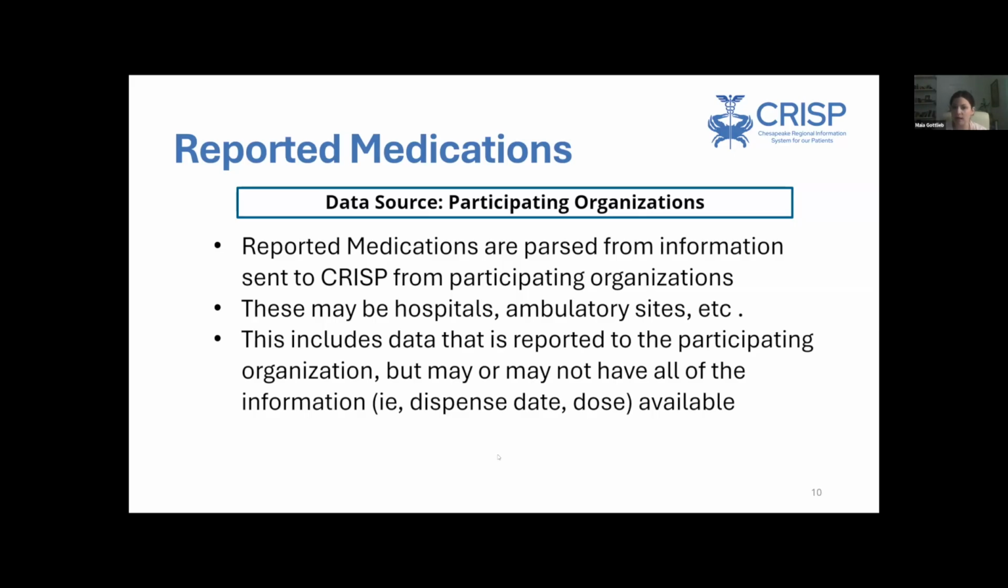This is often from hospitals or ambulatory sites, and it includes whatever data is received. So we are not validating this data, but we are sharing it because it has come from a participating organization. It also may have some limitations in terms of data. Sites that participate with CRISP just may not have all of the information about a medication and are just providing what they are able to. Next slide.